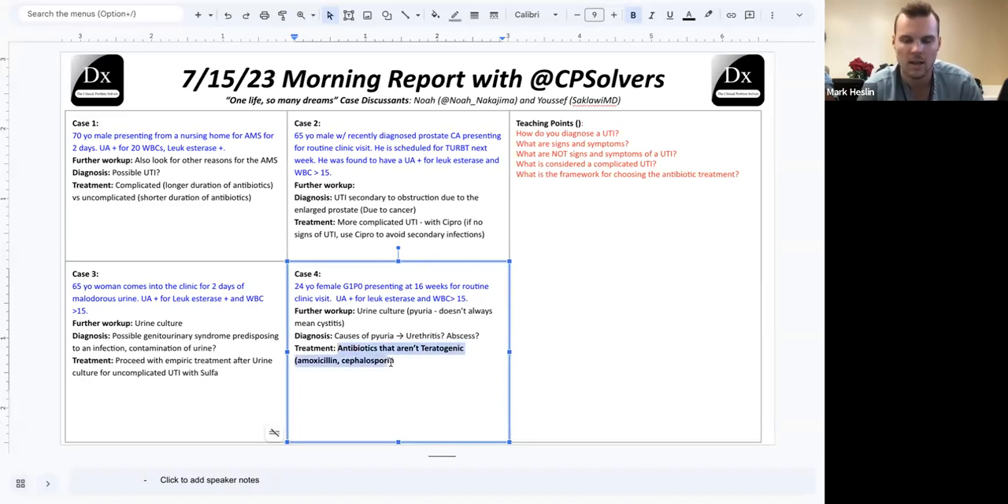I think the data is not great for how long to treat asymptomatic bacteria in pregnant patients, but it's usually kind of similar to short courses for uncomplicated UTIs. But yeah, just making sure you elicit any of those symptoms for cystitis, urethritis, vaginitis, pyelonephritis is really important.